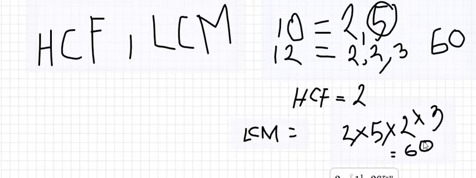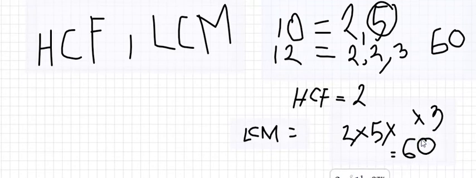That means that 10 can divide 60 without leaving any remainder, as well as 12 can divide 60 without leaving any remainder. So it is the least common multiple of both those numbers. No other number less than 60 is divisible by both 10 and 12. That is the basic concept of HCF and LCM. I hope you guys have understood the basic concept of HCF and LCM.